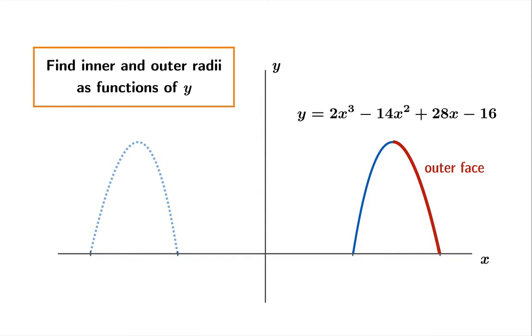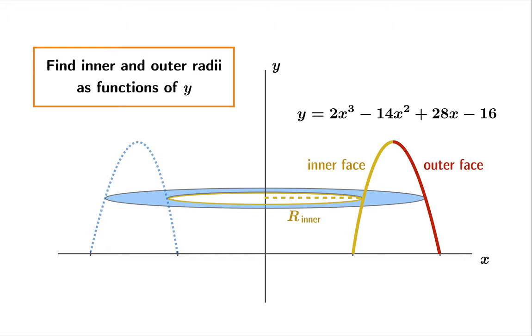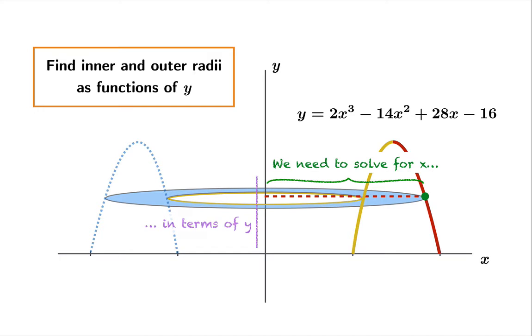So we could think of an outer face, because when you put in a washer, you can see that that outer face represents the outer radius. And there's going to similarly be an inner face, for which we find an inner radius. So there are these two radii that we need to use the washer method. And we need to find these radii functions in terms of y. We need to solve for x in terms of y. So for points on the curve, we need to be able to solve for x in terms of y to plug this into the washer method.